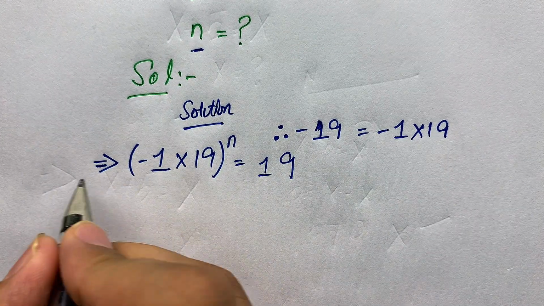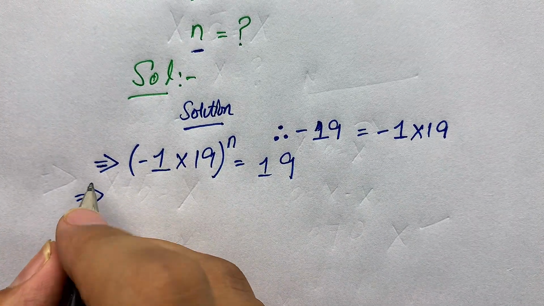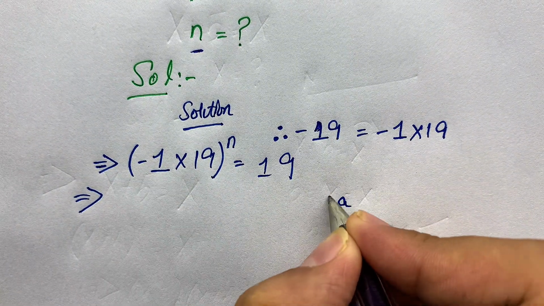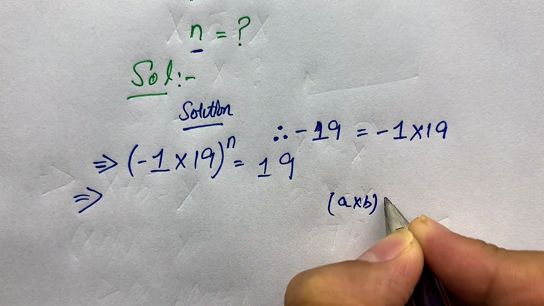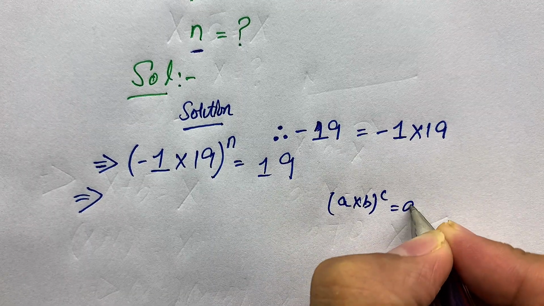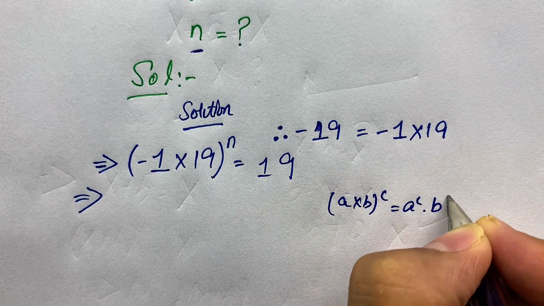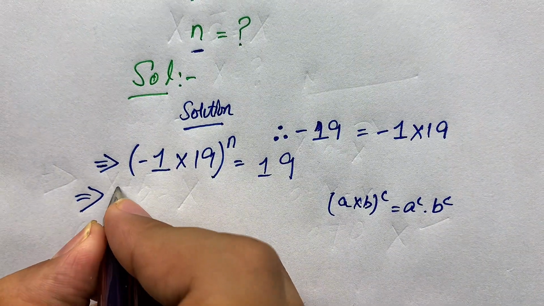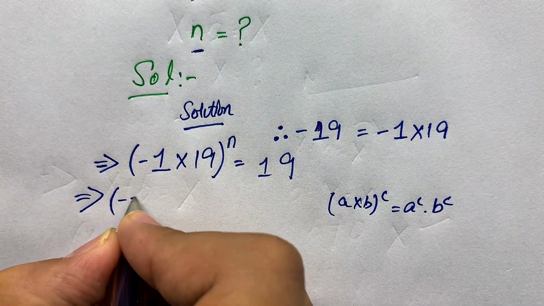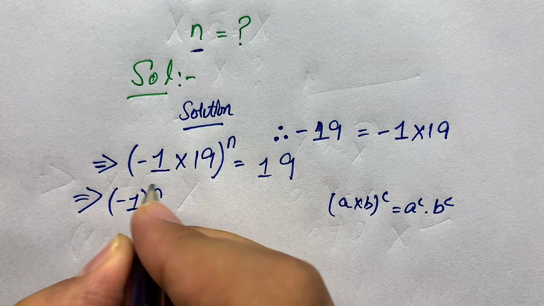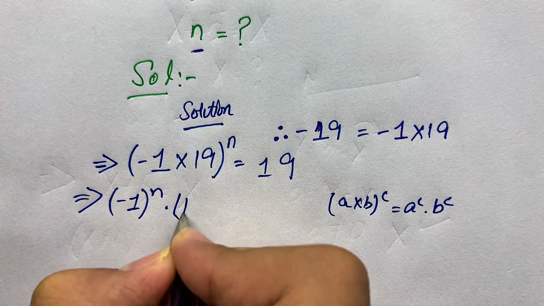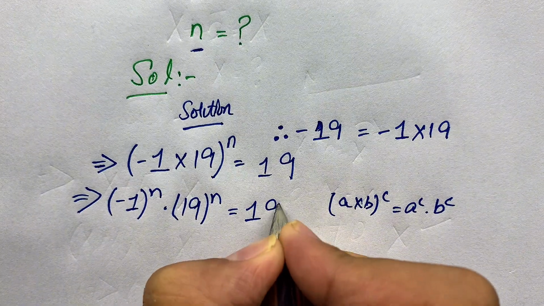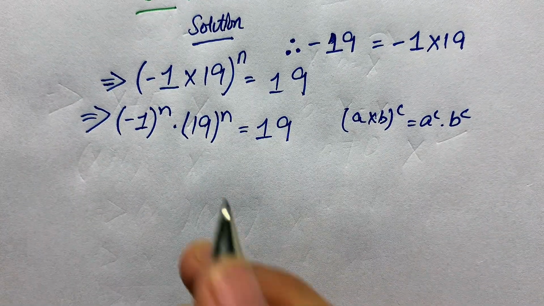In the second step, we use this formula: (a·b)^c is equal to a^c · b^c. Now this will be (-1)^n · 19^n is equal to 19.